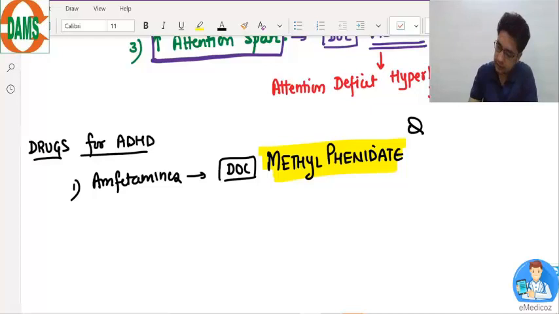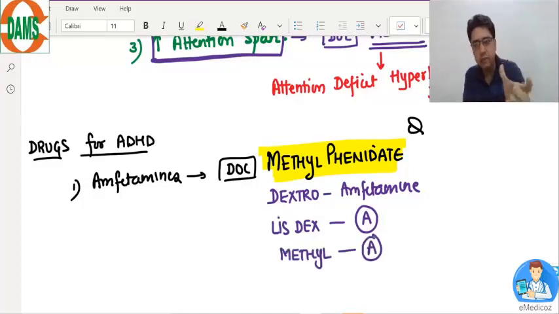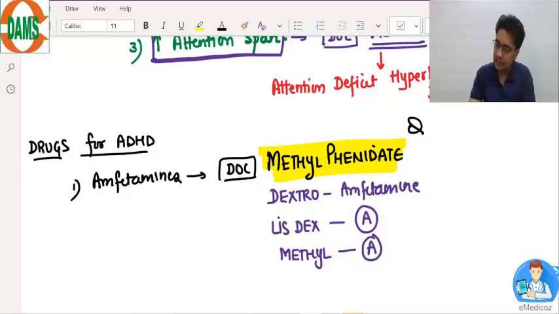Other drugs we will write as dextroamphetamine, dex, same amphetamine, A for amphetamine, and methamphetamine, A for again amphetamine. So the only drug which does not have the word amphetamine is methylphenidate, and that is considered the drug of choice. Any other drug for ADHD? Yes, we will write atomoxetine, where you see A and T coming.